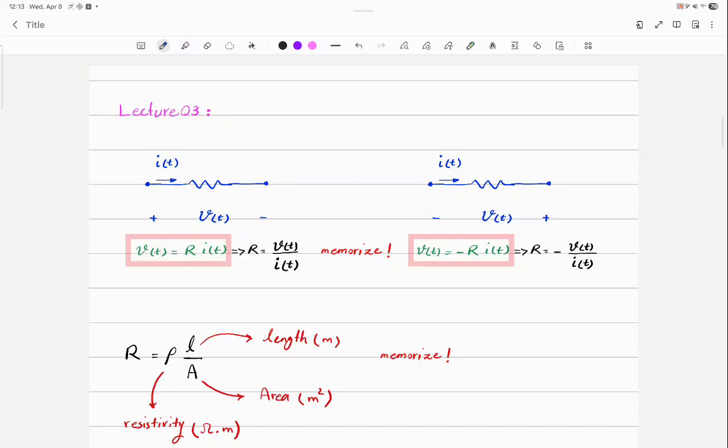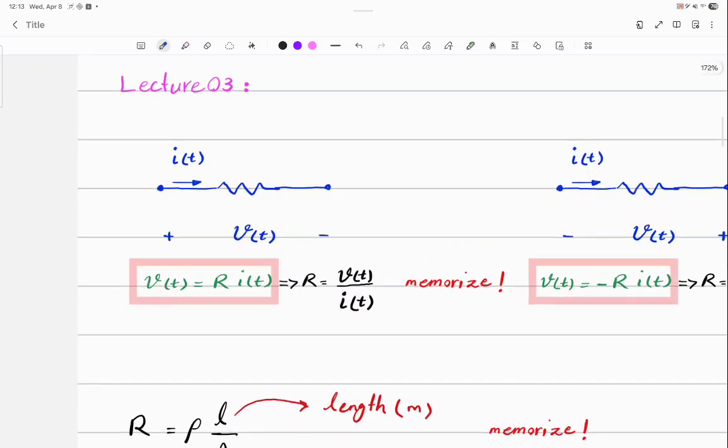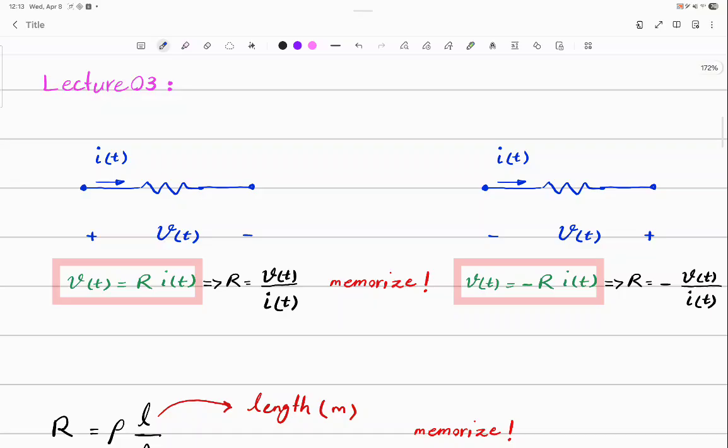Ohm's law. Very important, very useful. V is equal to Ri. Always? No. Only if current enters from the positive terminal of V. Okay? Now, one important thing. What is V? In the Ohm's law, V equals Ri. What is V? Voltage drop, voltage change.